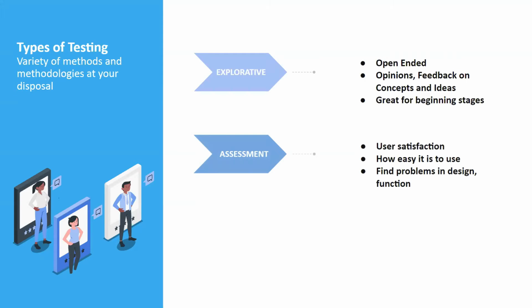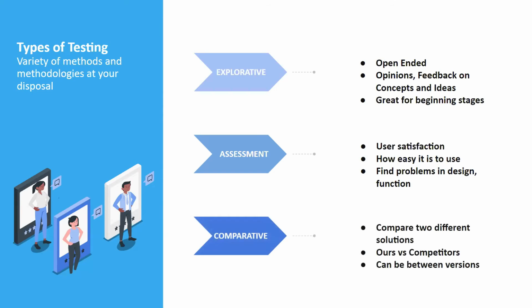Then we get into assessment research. That's typically used to test user satisfaction with a product and how well they are able to use it, how easy it is to use. Also, you can evaluate the product's general functionality and find problems in that design. So you've already put code to screen, and now you're seeing if that stuff is panning out the way you expected it to. You also have comparative types of tests.